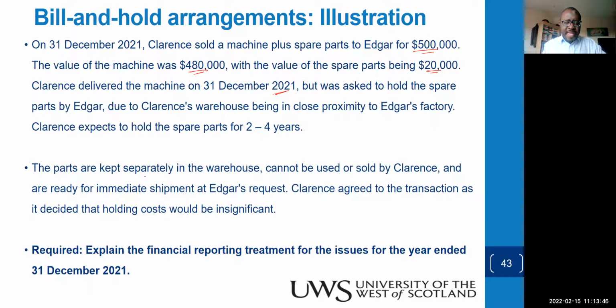The parts are kept separately in the warehouse and cannot be used by the seller. He cannot control it. He cannot benefit from it. And they are ready for immediate shipment immediately the customer calls for it. Clarence agreed to the transaction as he decided that the holding cost would be insignificant to him. Explain the financial reporting treatment for the year ended 31st December 2021.